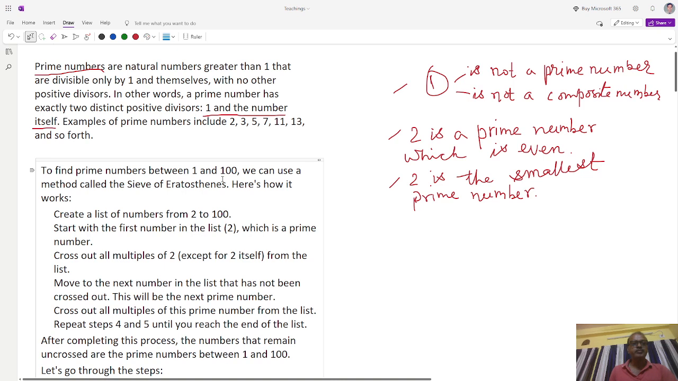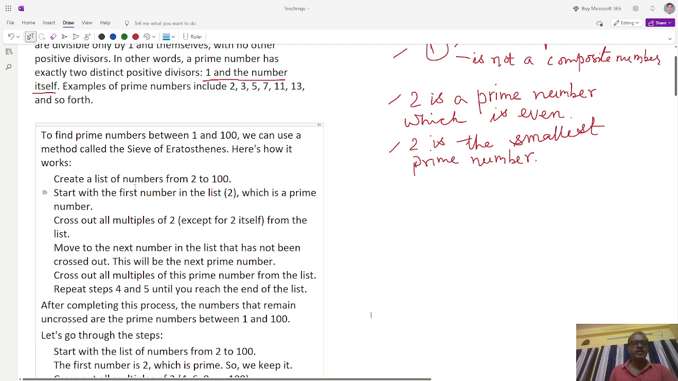How do we find prime numbers? Prime numbers between 1 and 100 we can find easily using the Sieve of Eratosthenes method. Here's how it works. First of all, we have to create a list of numbers from 2 to 100. So, I am making this list here.